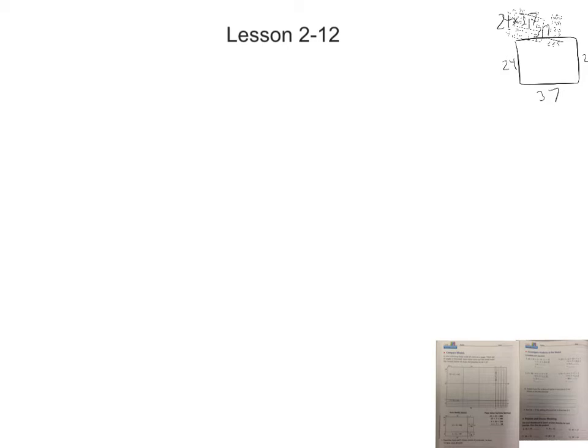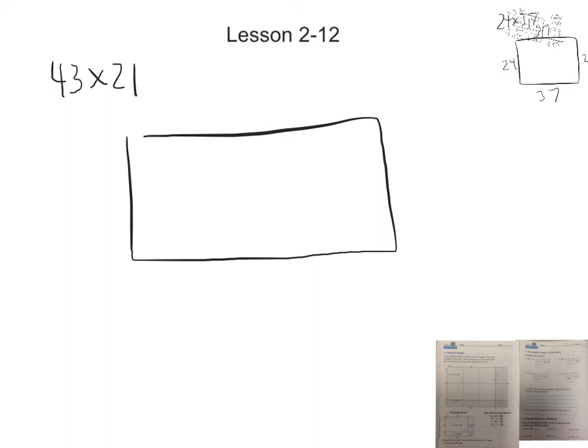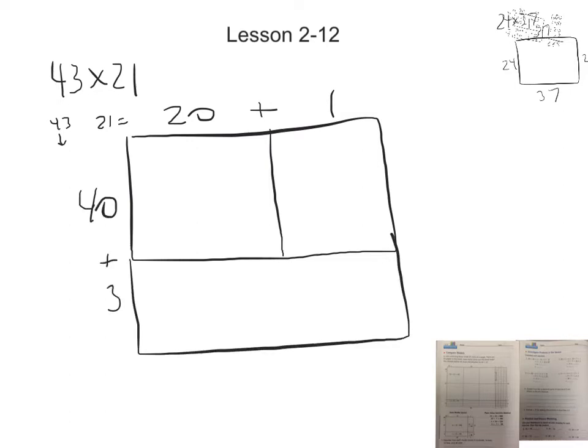So let's do 43 times 21. Okay? If I make my rectangle, what I'll do on top is I'll do 43 going down, and I'll do 21 going this way. So it'd be 20 plus 1, so I'm going to separate it. And then this would be 40 plus 3, so I'd have to add another rectangle on the bottom.